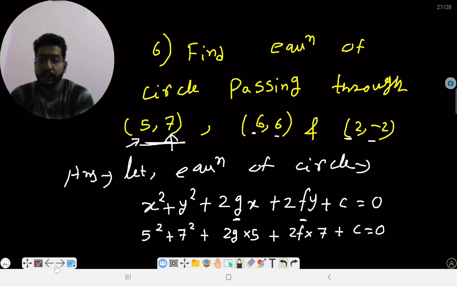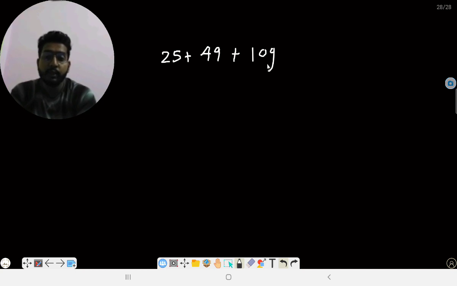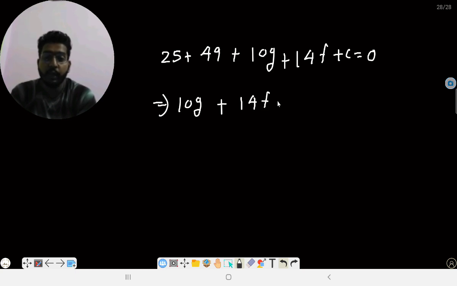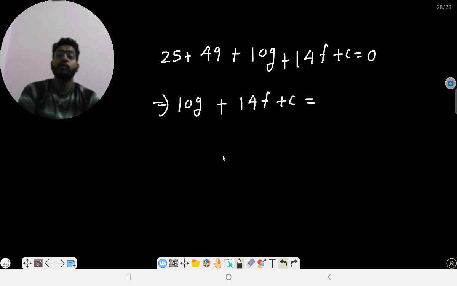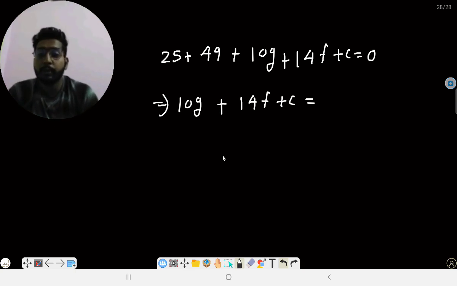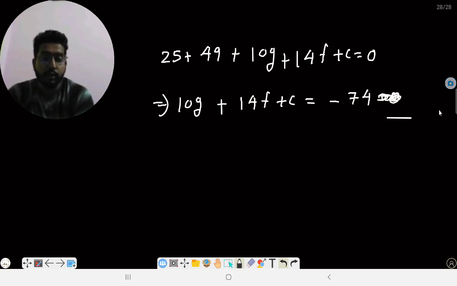So that will become 25 plus 7 sevens are 49, okay, 49, and here that will be 10g, 14f. 10g plus 14f plus c equals to 0, like this. So that will be 10g plus 14f plus c equals to 0. So 49 plus 5, that will be 54, and 20, that is 74. That means minus 74 equals to 0. So this is, sorry, minus 74. So this is the equation 1.